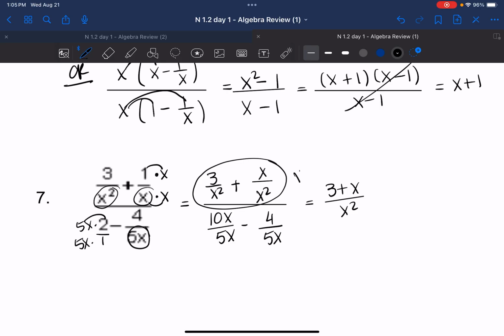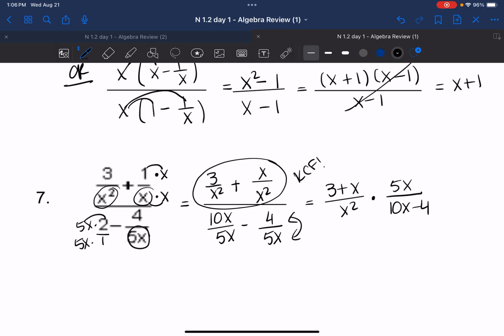And when we divide a fraction by a fraction, we keep, change, flip. So I'm going to keep that one. I am going to change to multiplication. And then I'm going to flip this fraction over. So now the denominator 5x is on top. And we have 10x minus 4 on the bottom.